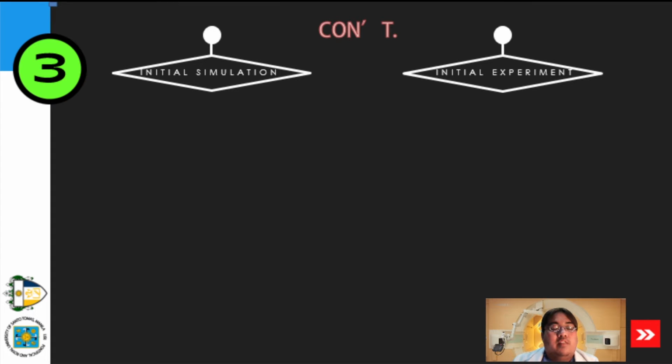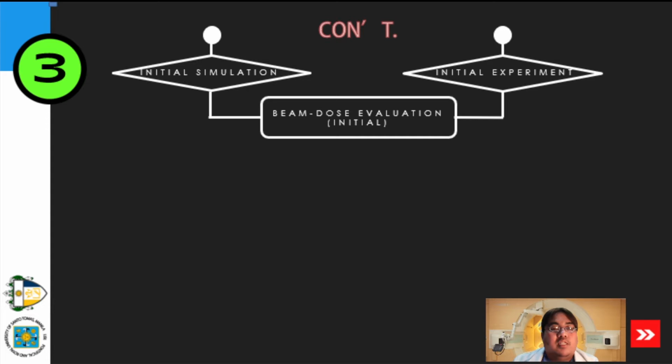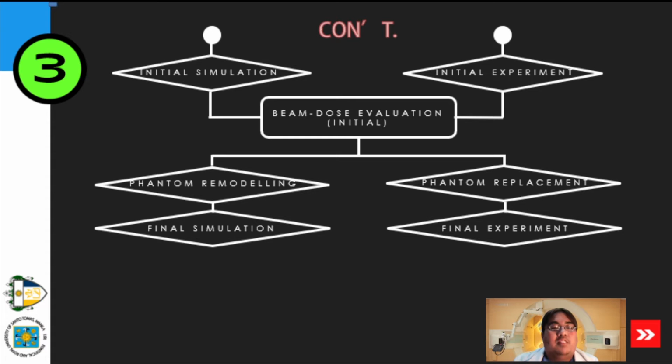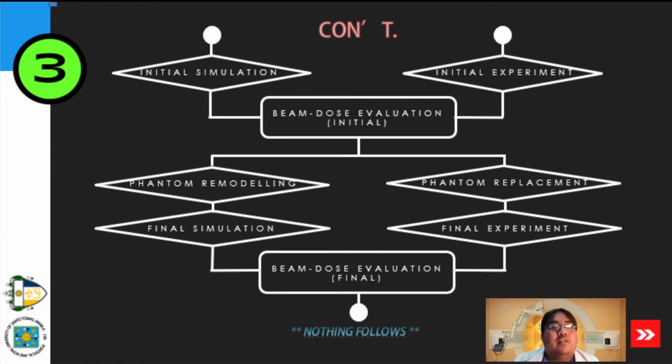The dose generated by both shall be evaluated initially, and then if they are in agreement, we shall proceed with phantom remodeling as well as phantom replacement, and then of course our final simulation as well as final experimentation. Again, the dose generated by both shall be evaluated as a sort of final evaluation.